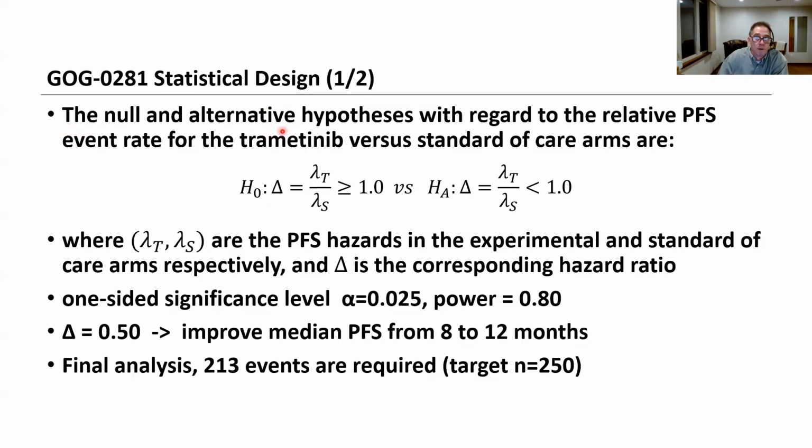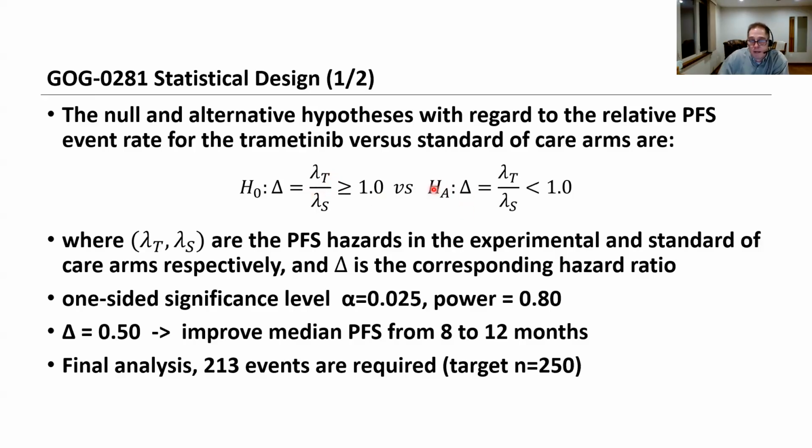We state the null and alternative hypotheses with regard to the relative PFS event rate for trametinib versus the standard of care. Lambda T here is the progression-free survival hazard in the experimental arm. Lambda S is the hazard for progression-free survival in the standard of care arm. If this ratio is greater than 1, then my experimental arm is not working, and I'm going to accept, or fail to reject, my null hypothesis.